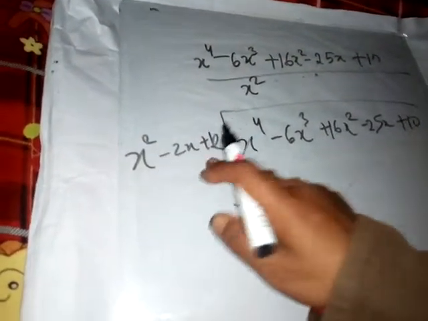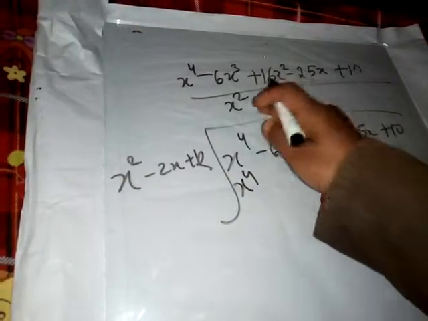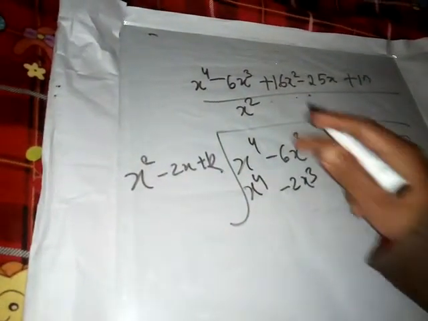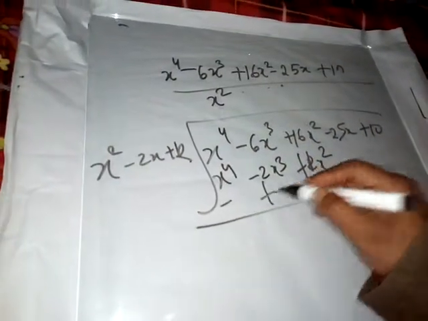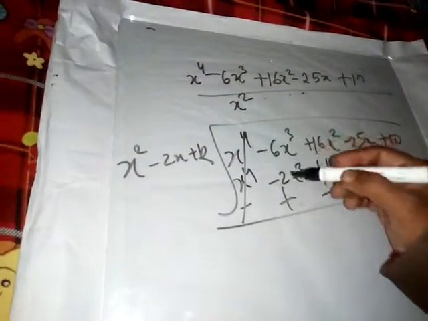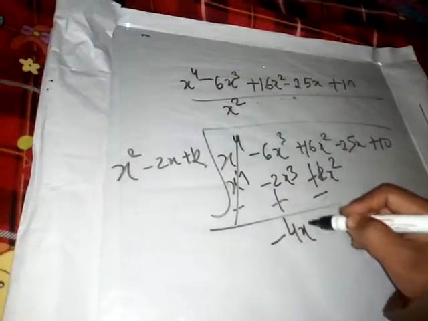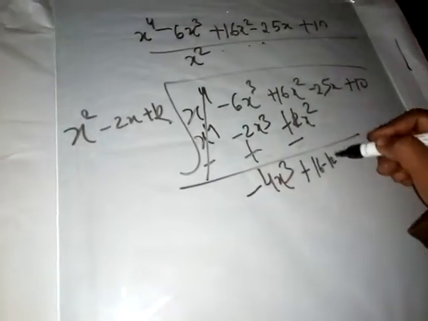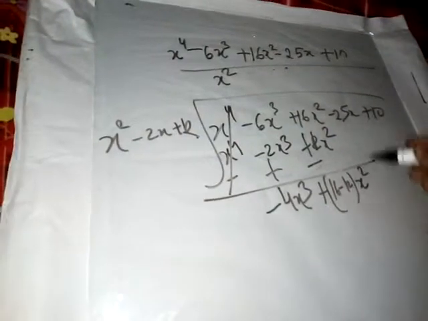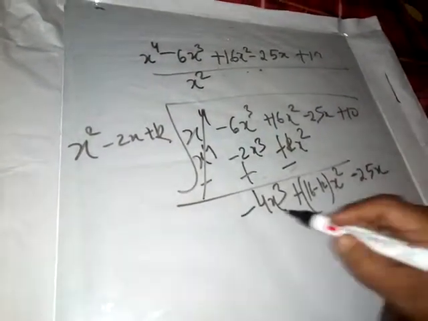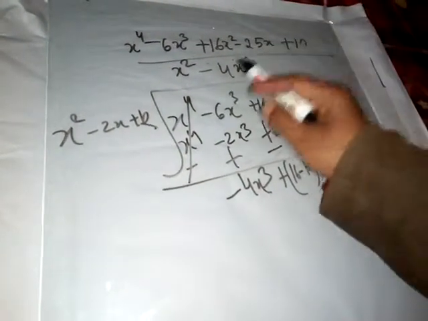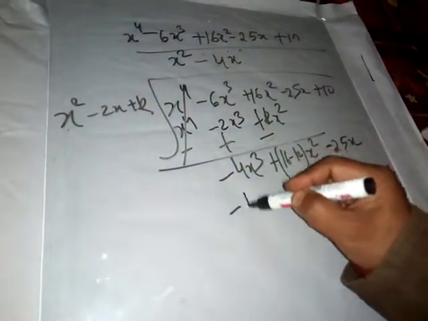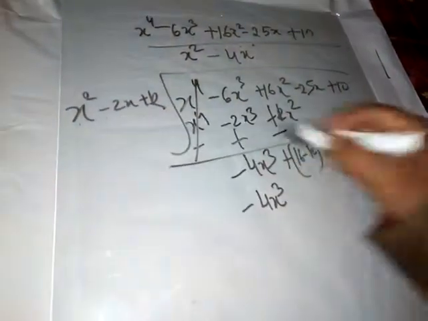So x square multiplied by all the 3, we get x to the power 4 minus 2x cube plus kx square. Just subtract them, change the sign, minus plus minus, this gets cancelled, minus 4x cube plus 16 minus k, you can write that in bracket, x square, note down the next term, minus 25x. Minus 4x square, you will multiply now, minus 4x. Now minus 4x multiplied by x square is again minus 4x cube plus 8x minus 4kx.